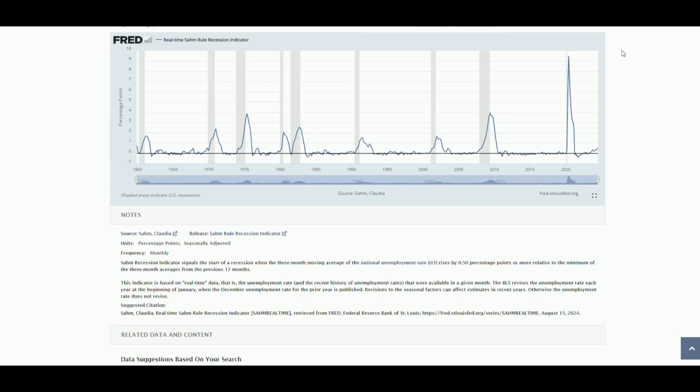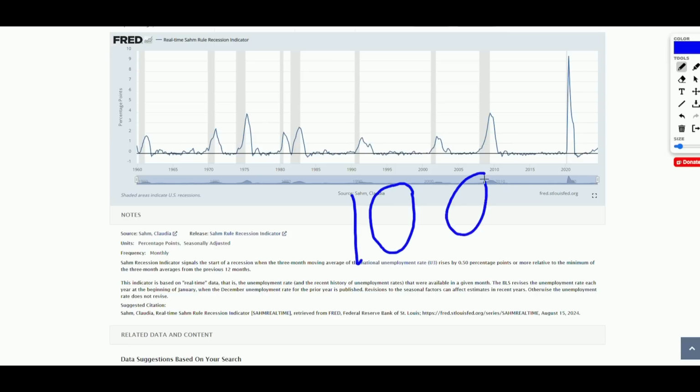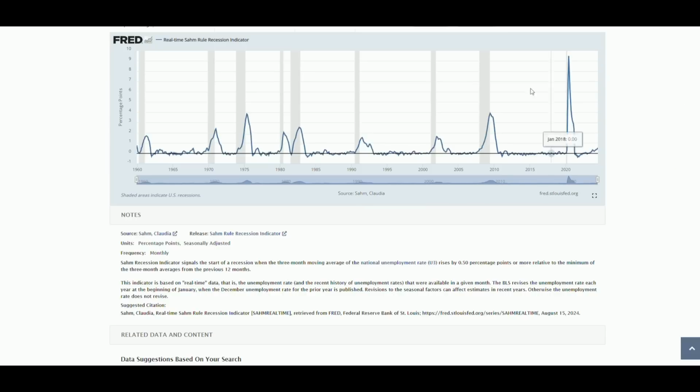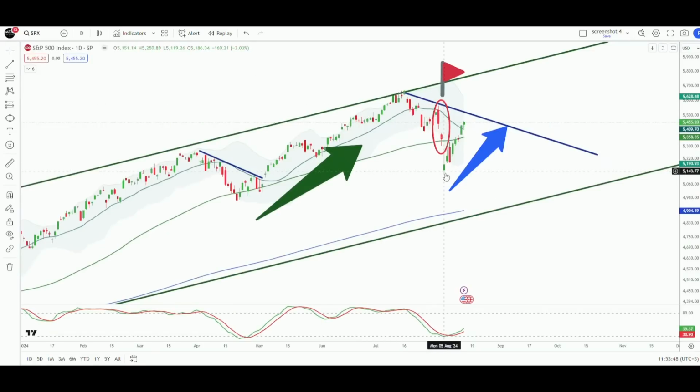Going back to the 1970s, the Sahm rule has a 100% accuracy rate. A 100% accuracy rate going back to the 1970s. So that's really what caused this entire freakout, this entire sell-off. Weaker than expected jobs reports, unemployment more than expected, the non-farm payrolls coming in below expectations.